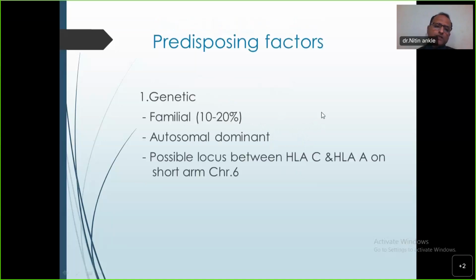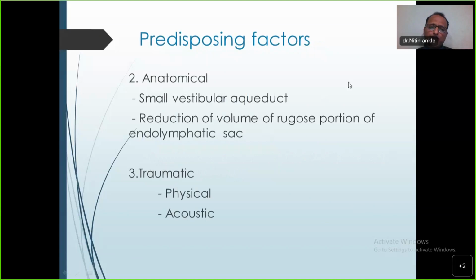The predisposing factors are the genetic, that is the familial, which is 10 to 20% of it. It is usually autosomal dominant, and the possible locus is between HLA-C and HLA-A on the short arm of chromosome 6. And this has been demonstrated; that is one of the predisposing factors.